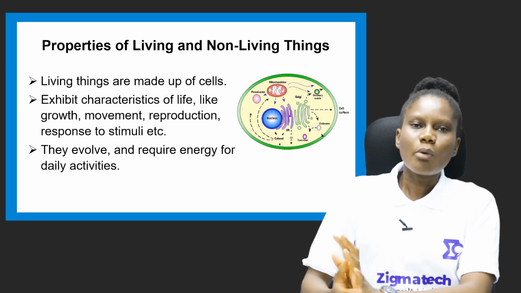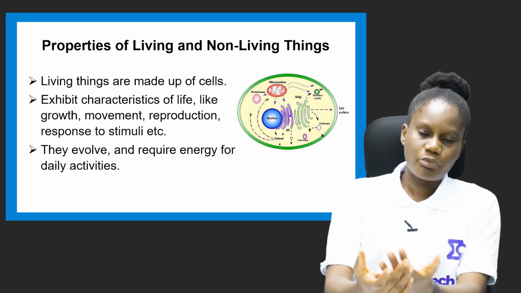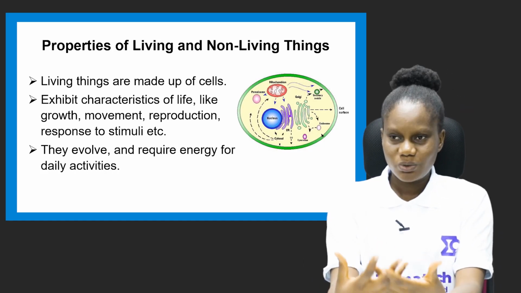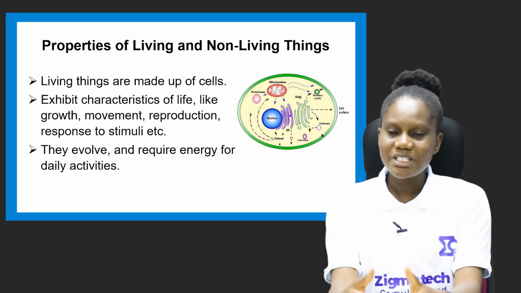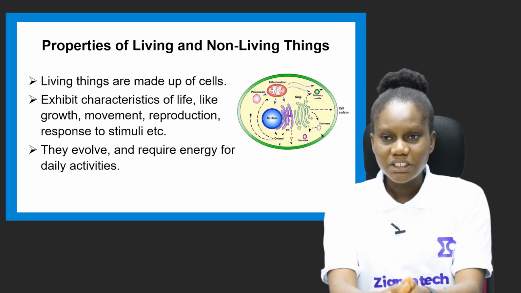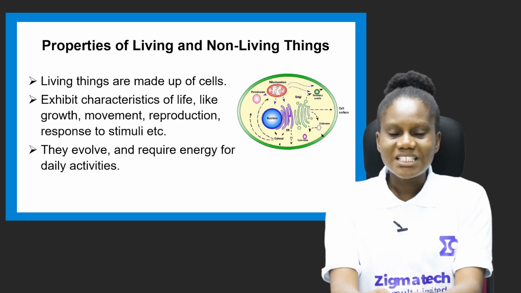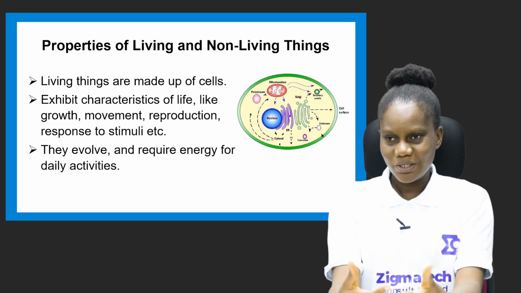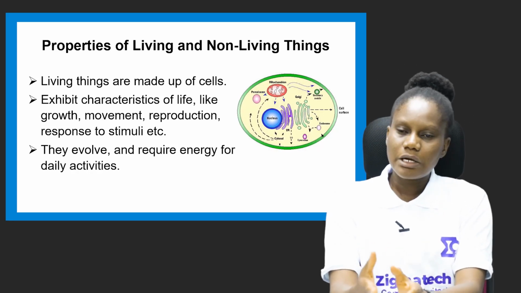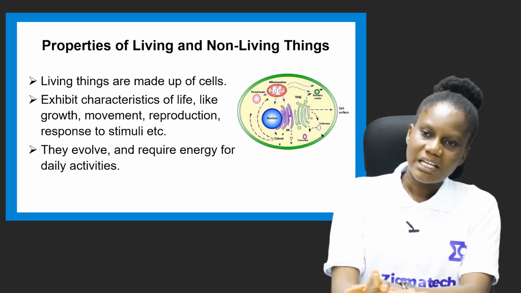So we are looking at the properties of living and non-living things. What are their properties? One is living things are made up of cells, and cells are the basic units of life. So all living things, anything that has the features and characteristics of living things, are made up of cells. And as I said earlier on, cells are the basic units of life.